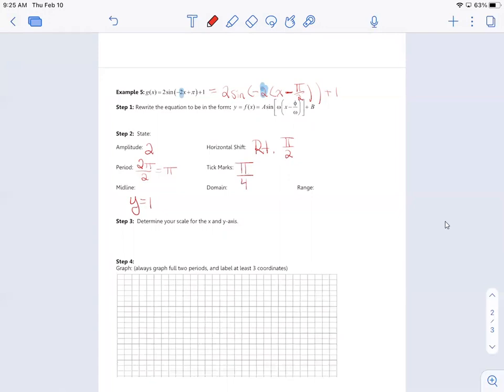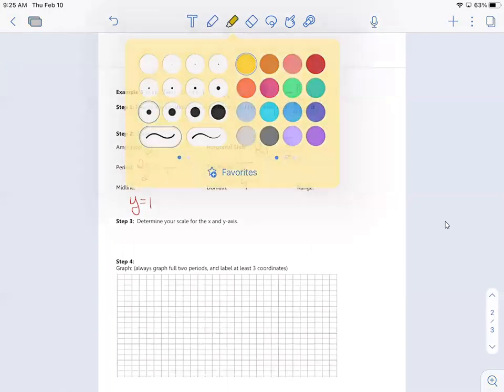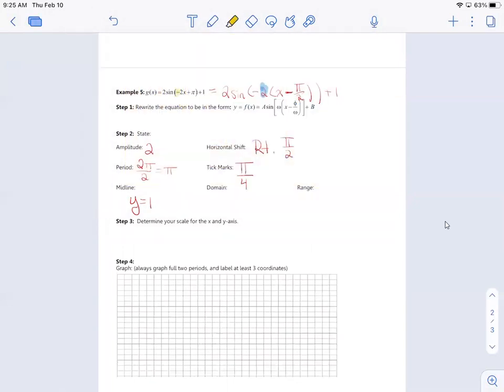Now, let's go ahead and erase that. There is this negative business in there. That talks about a reflection. Because it's inside, it's a reflection about the y.